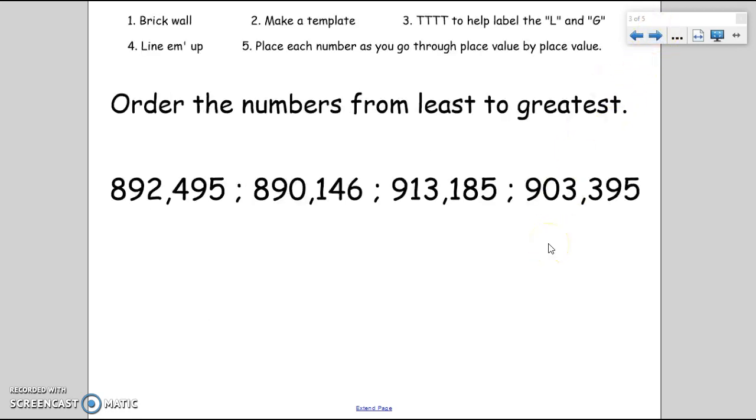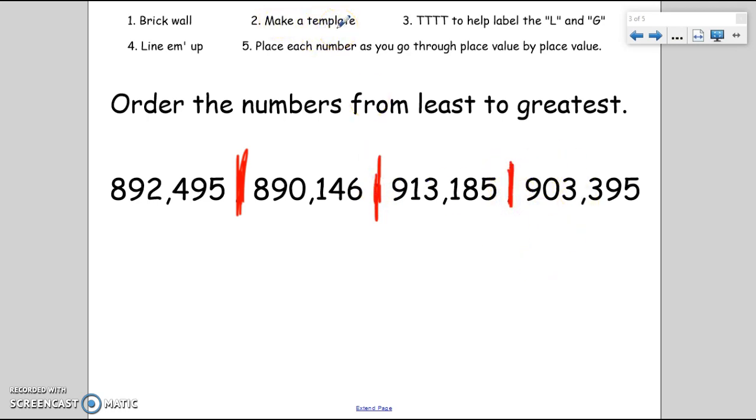So let's take a look at the first one here. We're going to go through the steps at the top together. That way you guys have an idea what it should look like. First thing, brick wall. I'm going to look for those semicolons, and I want to be able to see those numbers a little bit more easily. So you can see I have my 4 numbers here.